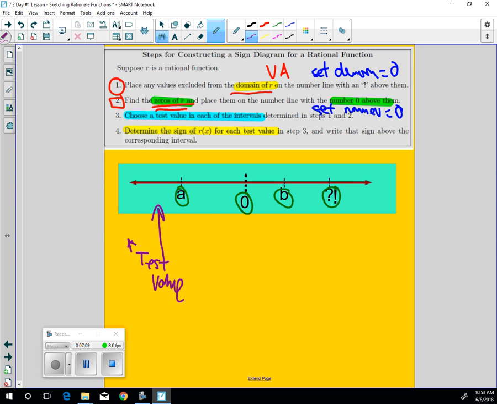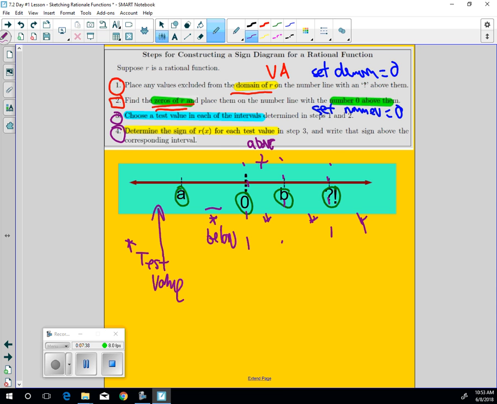I'm going to put a little star here. Test value for each of these intervals. Okay? And then once you have those test values, if it's negative, it's below. If it's positive, it's above. And if you know it goes through the x-axis or goes up to an asymptote, you can get a better idea of what that's going to be.